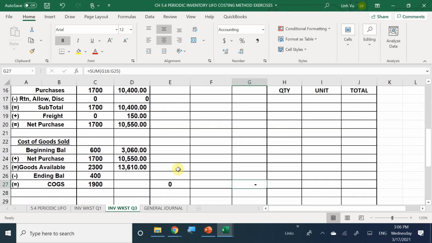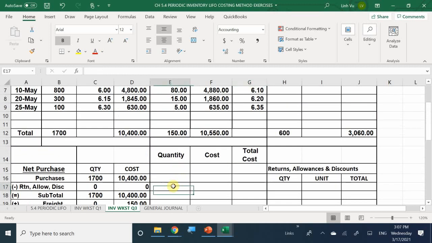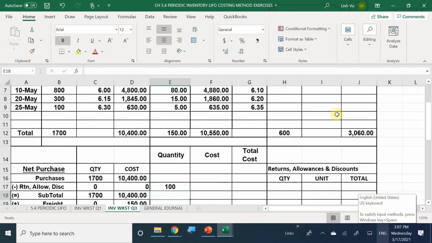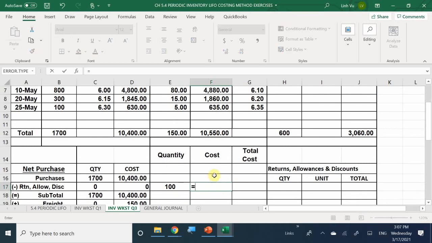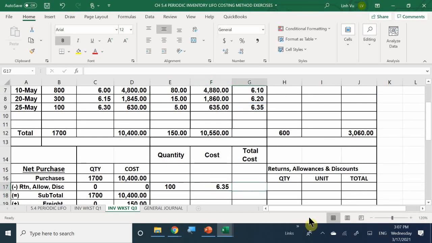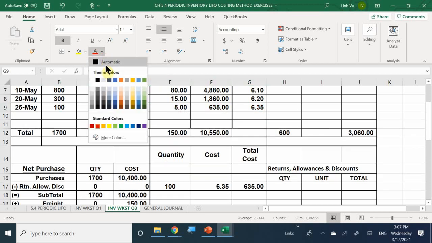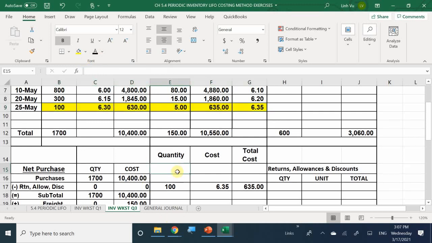So what am I going to sell first? Well, it's last in, first out, so you would start at the bottom of your purchase list. May 25th. So you're going to sell the whole 100 at $6.35 each. We got rid of this batch right here. There you go. Okay. What else do I need to sell?